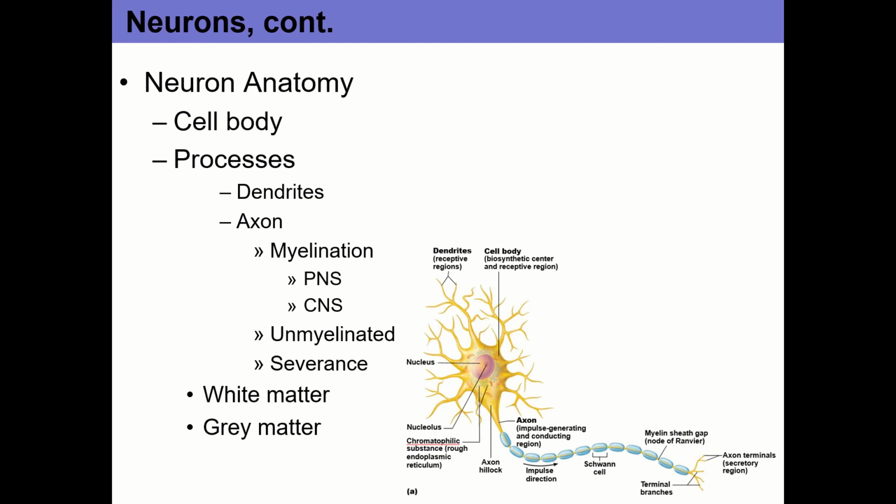So what is the cell that's responsible for myelination in the peripheral nervous system? Anybody last time? It's called a Schwann cell, SCHWANN. A Schwann cell is myelinating in the peripheral nervous system.